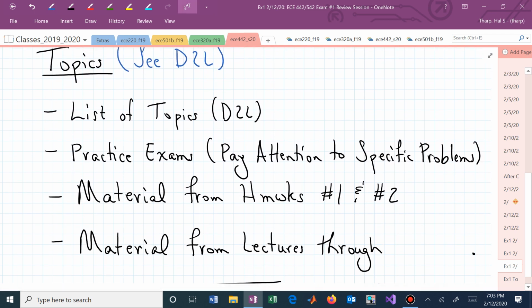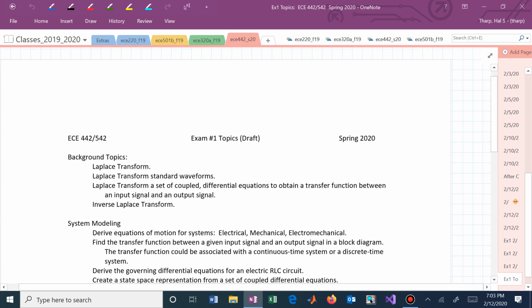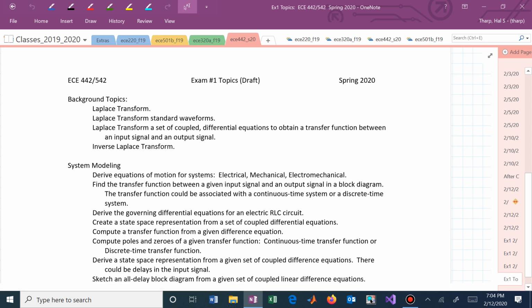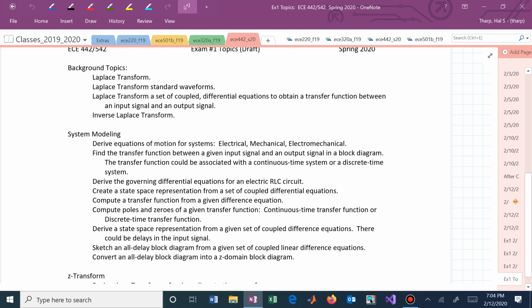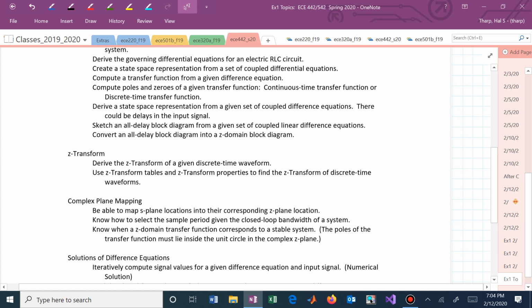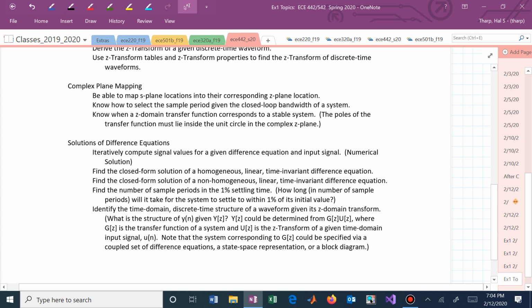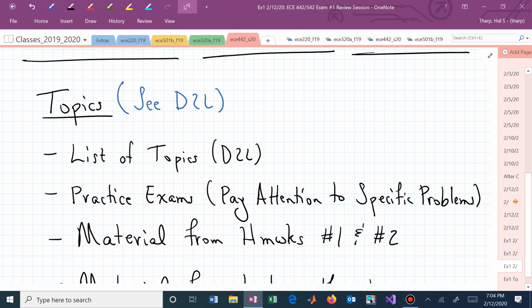Topics. There is a list of topics in that module in D2L. And in fact, it's right here. Background, you need to be able to do Laplace transforms. You need to be comfortable with modeling, mostly electrical and maybe electromechanical. But then do Z-transforms, do the complex mapping, and can you solve difference equations? We're going to go through some of that now.